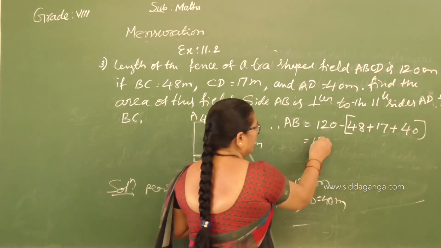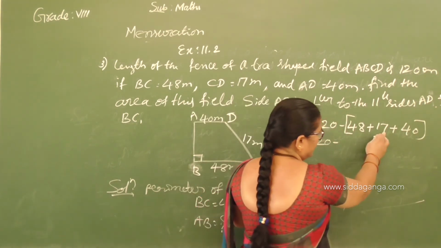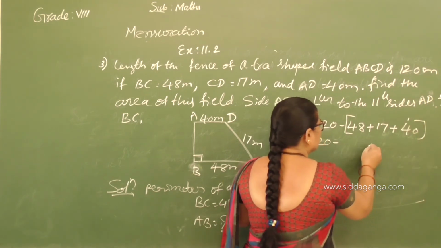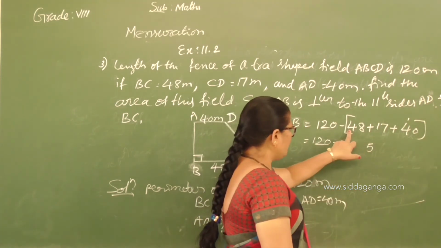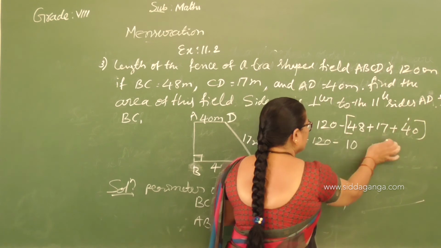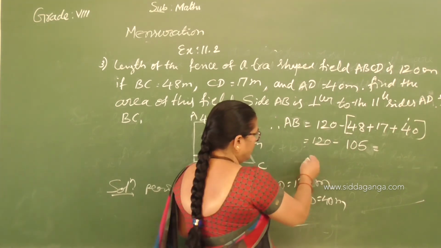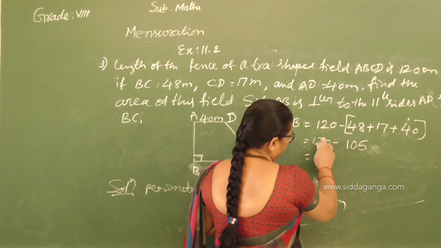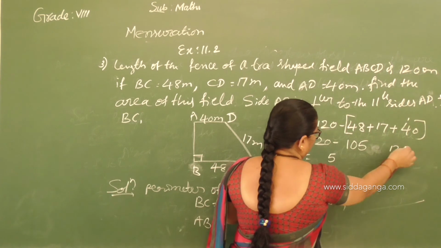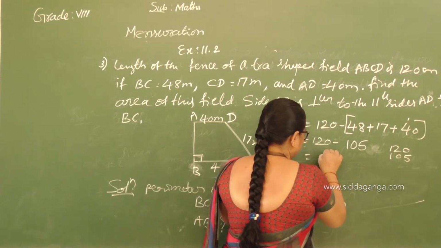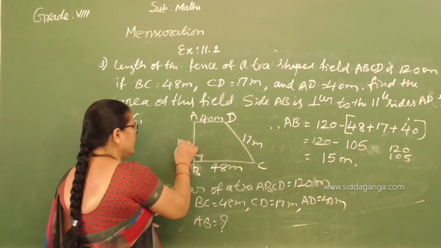That will be equal to 120 minus, add these three terms. 8 plus 7 is 15, 4 plus 1 is 5, 5 plus 1 is 6, 6 plus 4 is 10, so 105. 120 minus 105, 10 minus 5 is equal to 5, 1 remains, 15 meter. Therefore, length AB is equal to 15 meter.